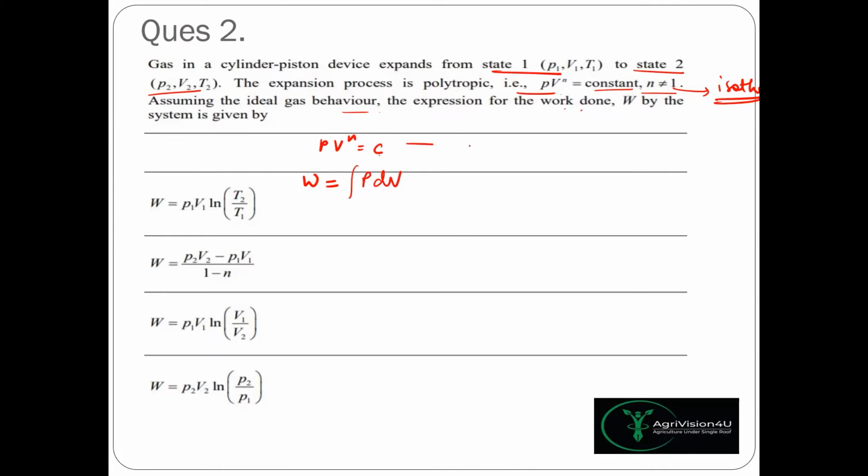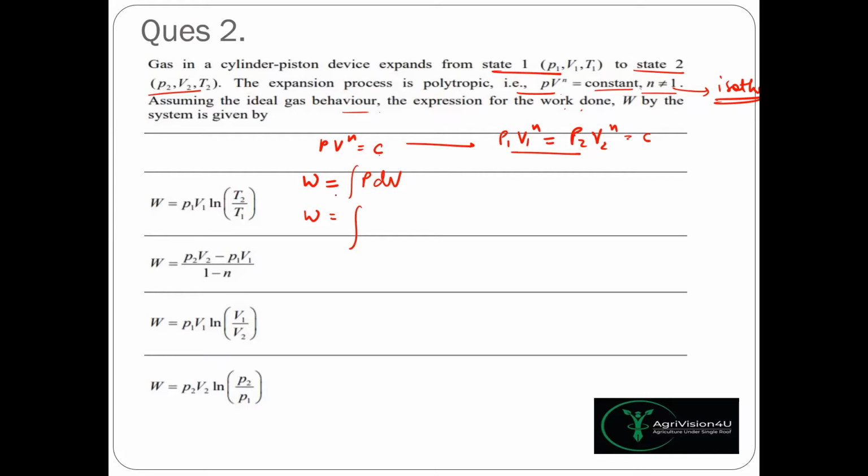First of all, let's write it like this: P1 V1 whole to the power n is equal to P2 V2 whole to the power n, right? And that will be equal to constant. So I'll be using this expression and putting it over here. So work done would be equal to integration.